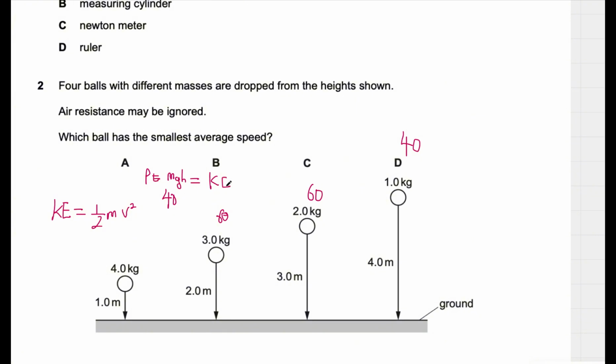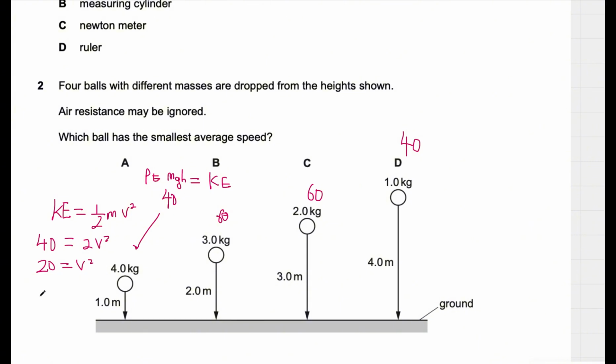You bring the value here, 40 for the first one, and substitute it into the formula. Potential energy equals kinetic energy, so 40 equals half of the mass. Half of 4 is 2, so 2 times v squared. Divide both sides by 2, you get 20 equals v squared. Find the square root of 20, and you get the speed of A.